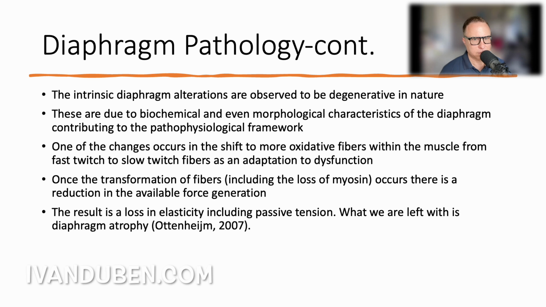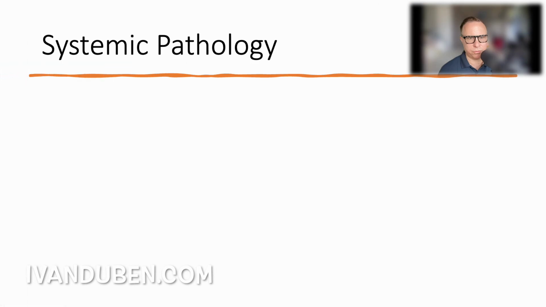The result is a loss of elasticity, including passive tension. What we are left with is diaphragm atrophy. Clearly, there's a role to play for the surrounding lymphatic structures traveling to and from, as well as through the diaphragm. The combination of systemic inflammation combined with a more sedentary lifestyle can easily lead to a loss of diaphragm function and intrinsic fiber composition. Meaning, if there is congestion in and around the diaphragm because it's not functioning properly, that will lead to inflammation and tissue degeneration.